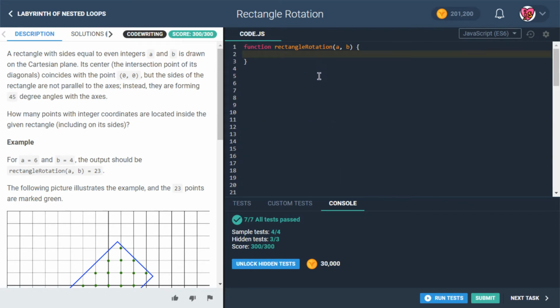Okay, cool, so great. Let's take a look at this stuff over here. Rectangle rotation. We want to start again from scratch. Actually, not totally from scratch.